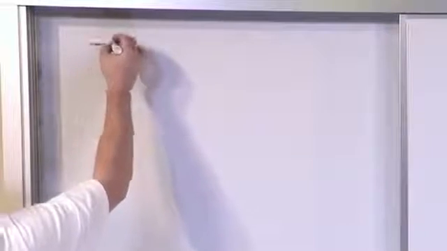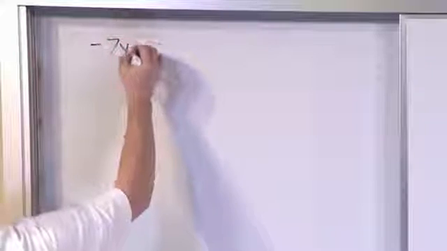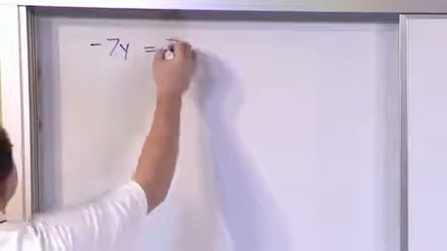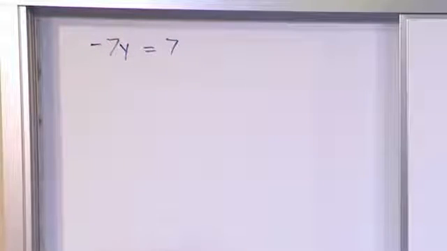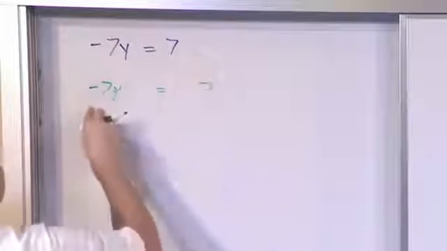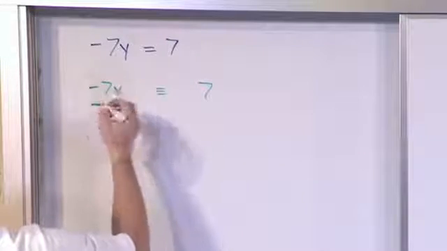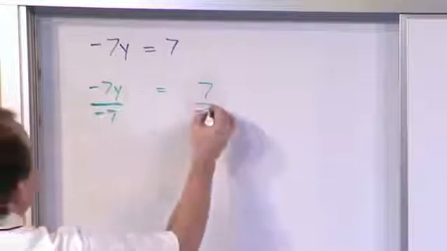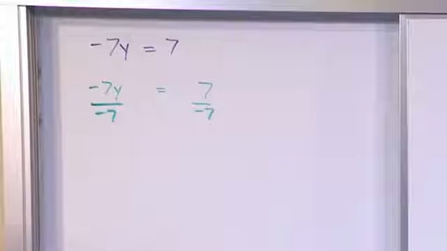We'll switch back to a slightly simpler one. -7 times y is 7. How do we get y by himself? Well, let me rewrite the problem. -7y is 7. In order to get y by itself, since they're multiplied, we have to divide by -7. It's the only way to do it.